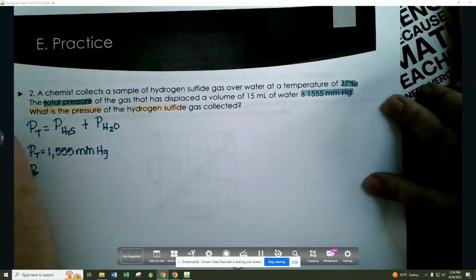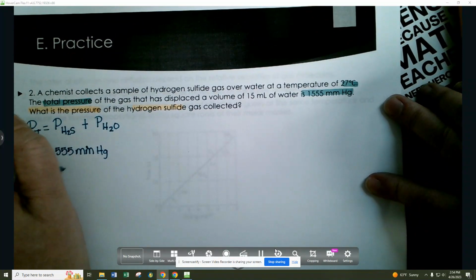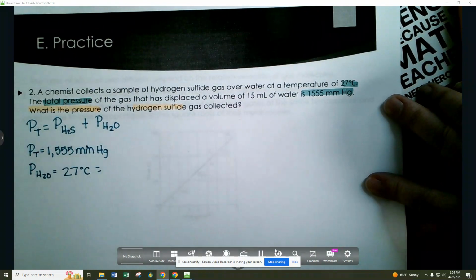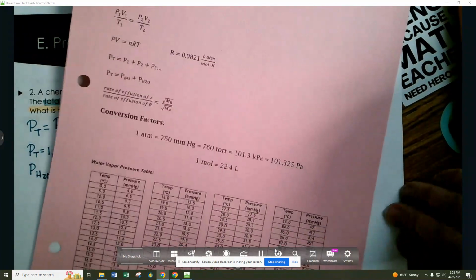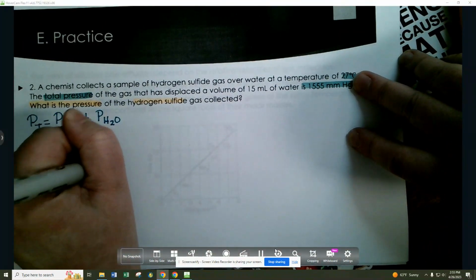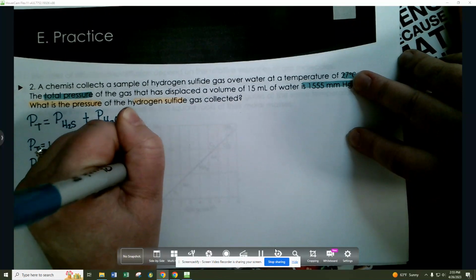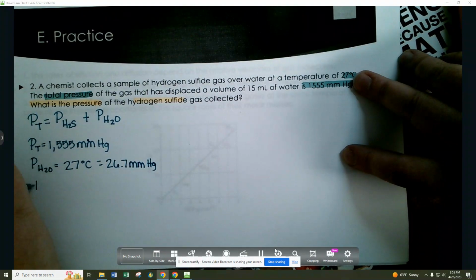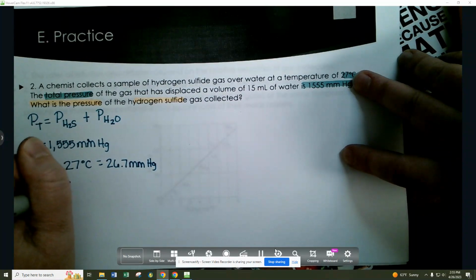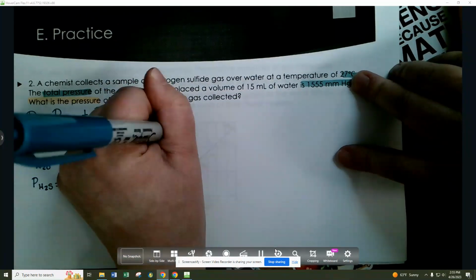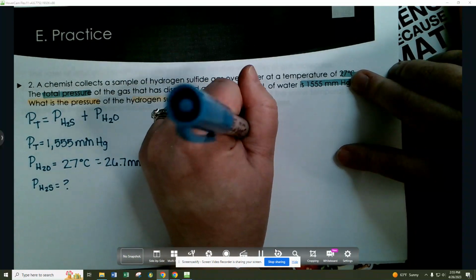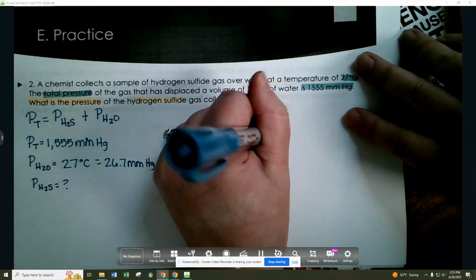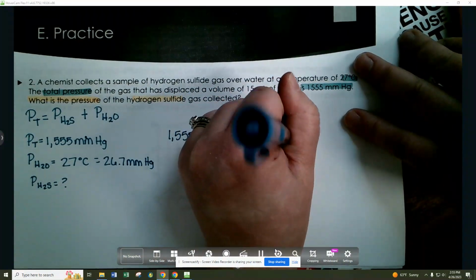And then the pressure of the water is determined through our table because it's dependent on temperature. So at 27 degrees Celsius, we find that the pressure is 26.7 down here at the very bottom. So again, 26.7. And so then what we're finding is the pressure of the H2S. Okay, so I plug in 1,555. I'm going to make pressure of the gas being the hydrogen sulfide X plus the pressure of the water, 26.7.